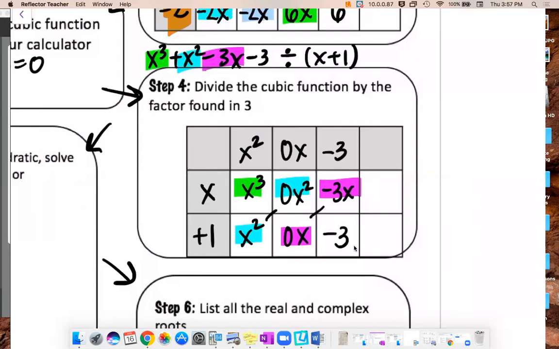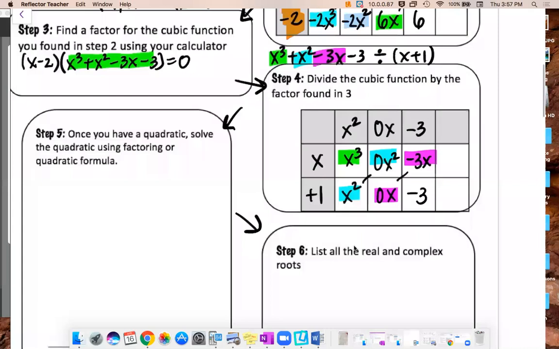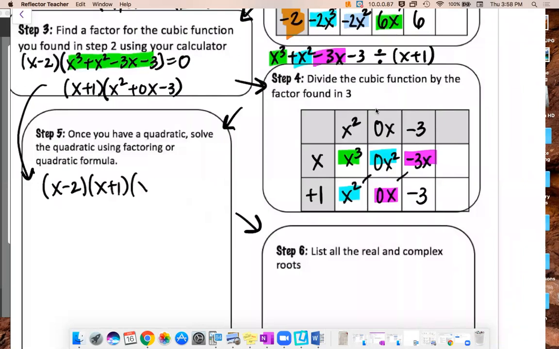Okay, so now we have factored that original equation a little bit further. We've now taken this cubic function and said that it can be written as x plus 1 times what we got as our final answer right here, which is x squared plus 0x minus 3. So if we bring all that down here, we've got x minus 2, x plus 1, and then x squared plus 0x minus 3, all of those equal 0.